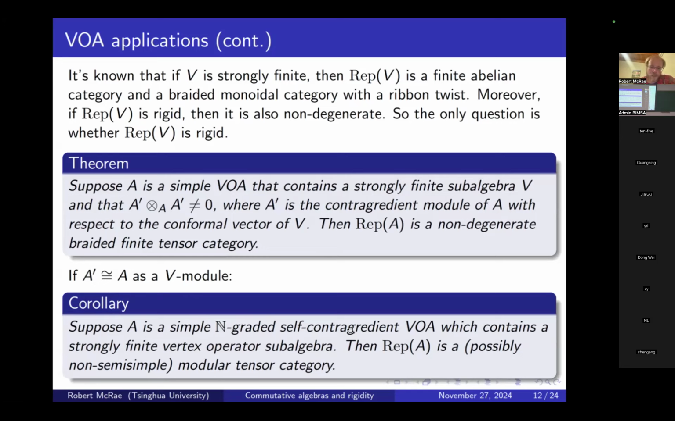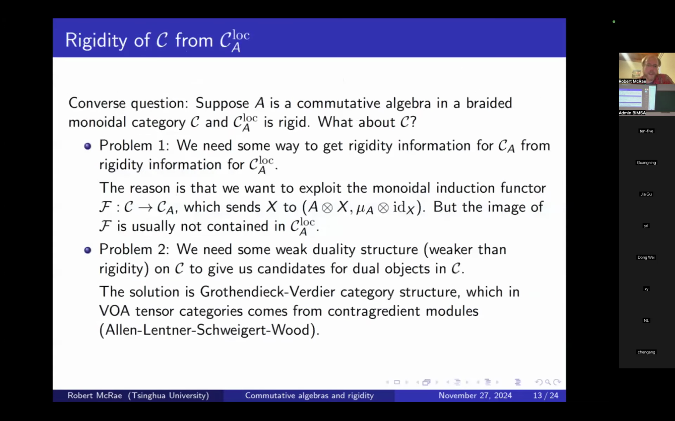So that if we assume that A is simple, n-graded, self-contragradient, so A is isomorphic to A prime, and it contains a strongly finite subalgebra, this means A is itself going to be strongly finite, and its representation category is a possibly non-semi-simple modular tensor category. So these are the main VOA applications of this theory of exact algebras and braided tensor categories.